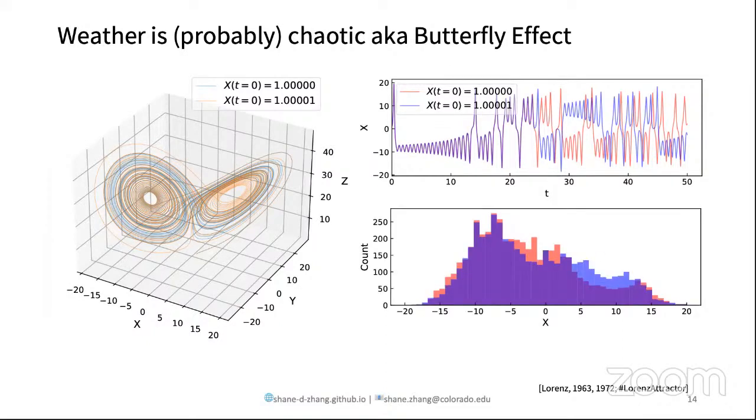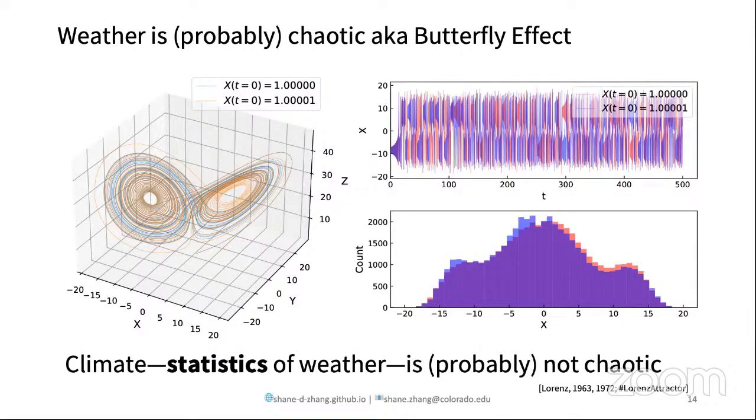However, if we count the number of times a particle is at a certain position, we find that the two particles have similar distributions in their positions. This can be seen from the two-lobe structure of their trajectories. In fact, if we consider the distribution of their positions over a longer period of time, they will have a more similar distribution. This suggests that climate, which is the statistics of weather or a summary of different samples of weather, is probably not chaotic.